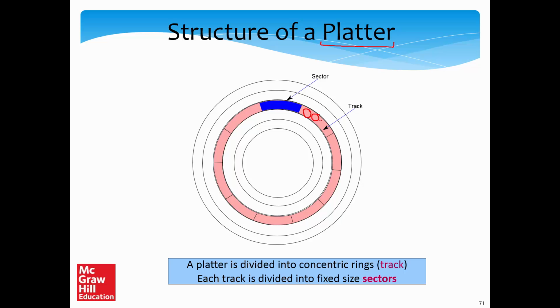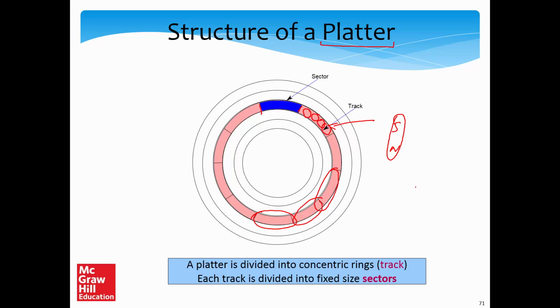Okay, so let me draw these magnets. If I consider this magnet and blow it up, it has a south pole and a north pole, right? Each of these magnets has a certain orientation, and the bits are stored in the relative orientations of these magnets. So what is a track? A track is a concentric ring. And what is a sector? A sector is a portion of the track, a certain angular portion of the track. For example, this is a sector, this is one more sector, and so on.